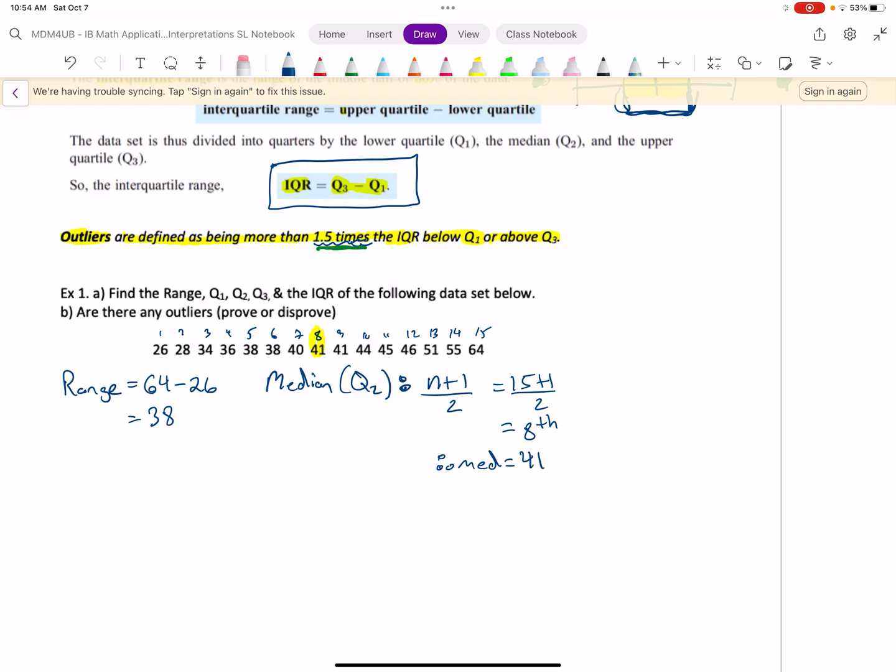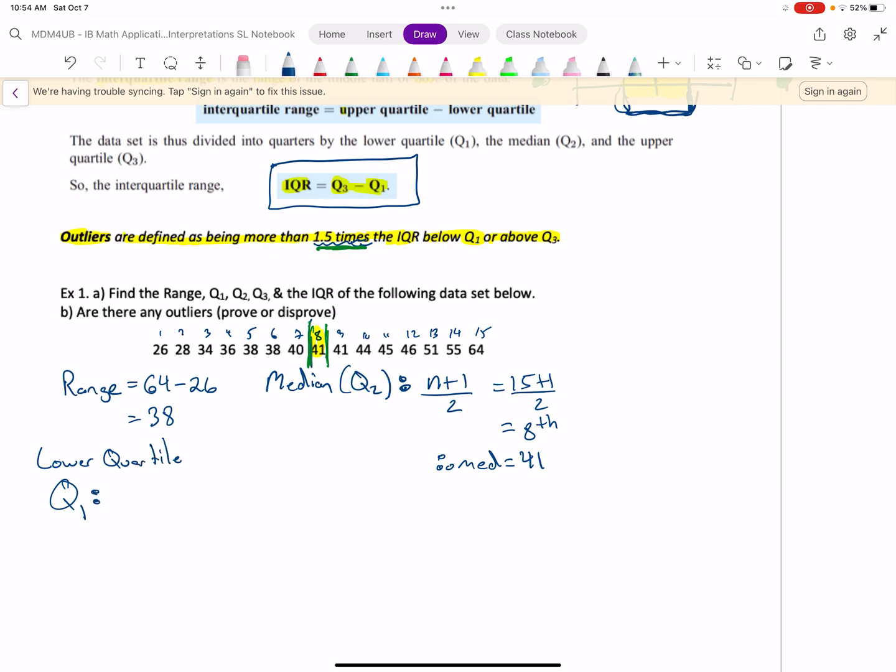Now that I've done that, you take that one out. You don't have to consider it. Everything below and above. So now I want to split the lower half of the data and I'm going to split the upper half of the data. So if I do that, let's start with Q1, the lower half, the lower quartile, or Q1.